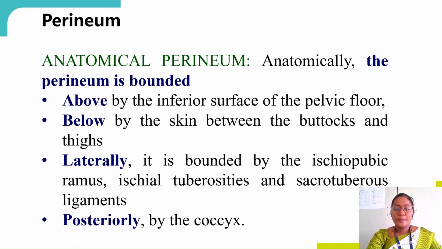So the anatomical perineum. First one is the anatomical perineum. Anatomically, the perineum is bounded above by the inferior surface of the pelvic floor, and below by the skin between the buttocks and thigh. Laterally it is bounded by the ischiopubic ramus, ischial tuberosity and sacrotuberous ligament, and posteriorly by the coccyx.